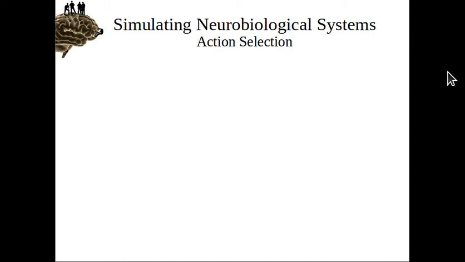Hello, welcome back to our Simulating Neurobiological Systems course, Systems 556, 750, taught at the University of Waterloo in the fall term of 2021. Today we are going to talk about high-level cognition, and in particular cognitive control and action selection.